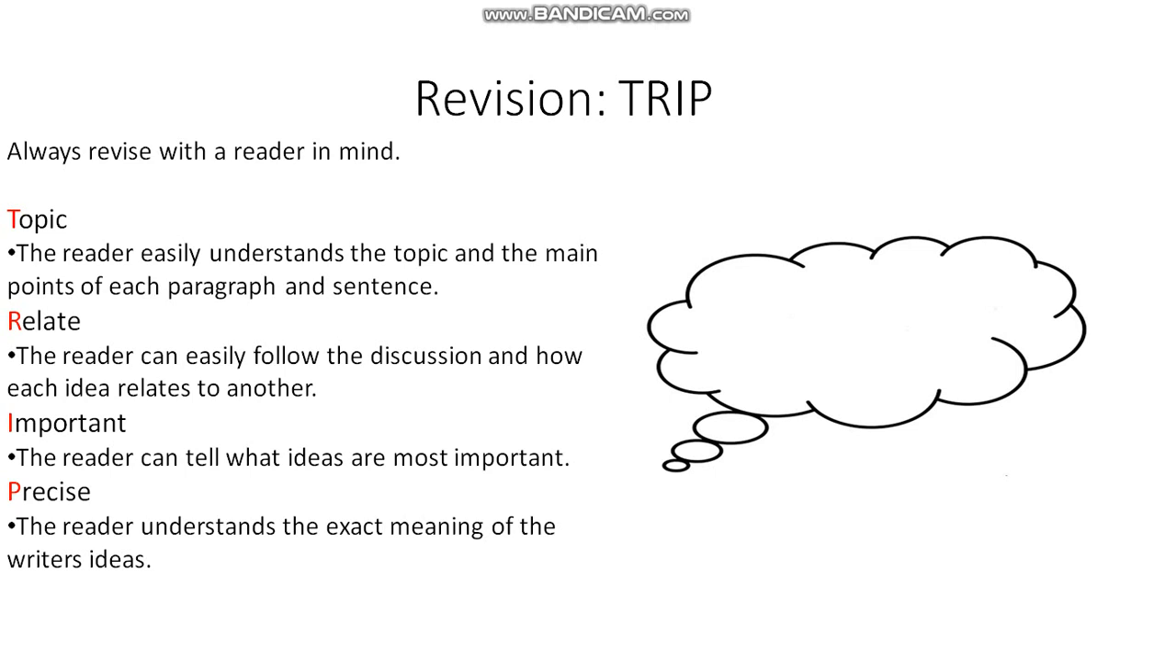Topic, that is, the reader easily understands the topic and the main points of each paragraph. Relate, the reader can easily follow the discussion and how each idea relates to another. Important, the reader can tell what ideas are most important. Precise, the reader understands the exact meaning of the writer's ideas.